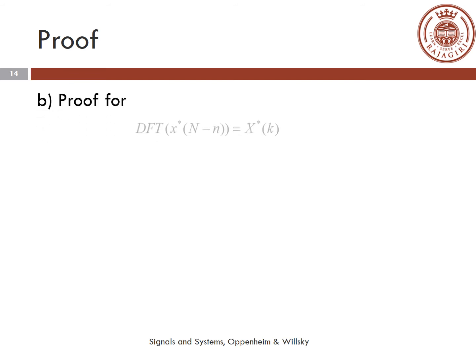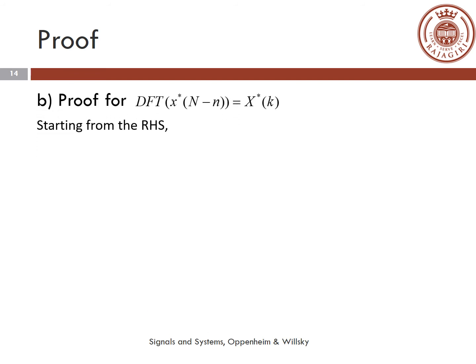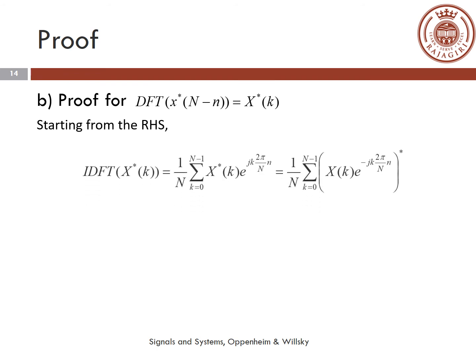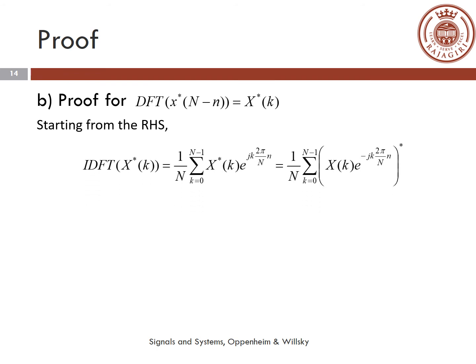Now going on with part B, here let's start with the RHS. We know that the IDFT of X of k is 1 by N sigma k equal to 0 to N minus 1 X of k e raised to j k 2 pi by N into n. That's the general formula of IDFT. Here I am trying to find the IDFT of X conjugate k. So just changing the subject there, I can write the equation as 1 by N sigma k equal to 0 to N minus 1 X conjugate k, and the rest of it is the same.